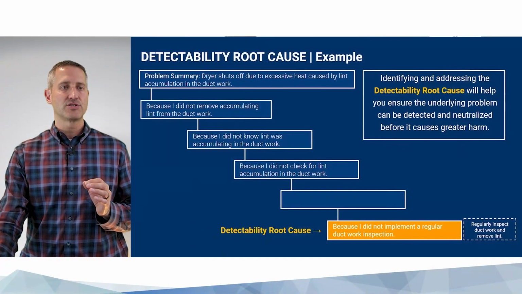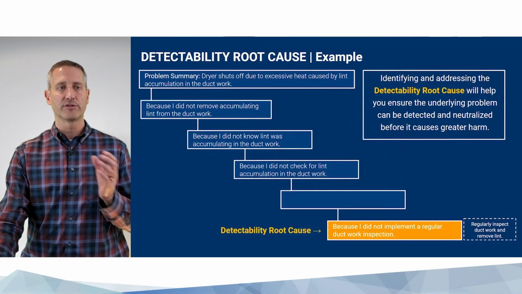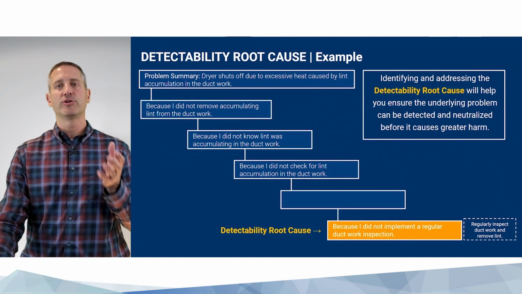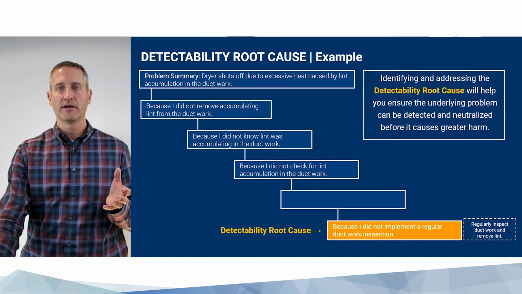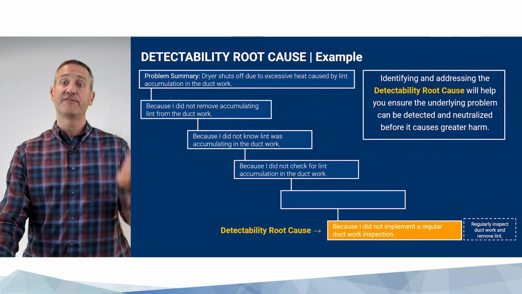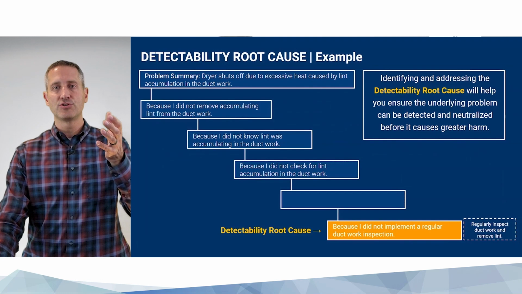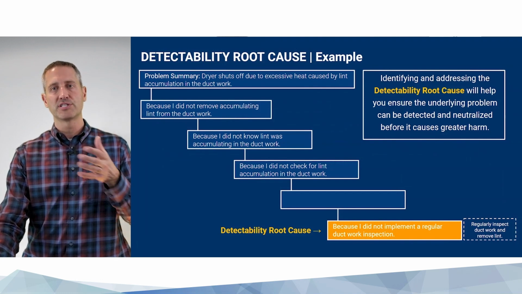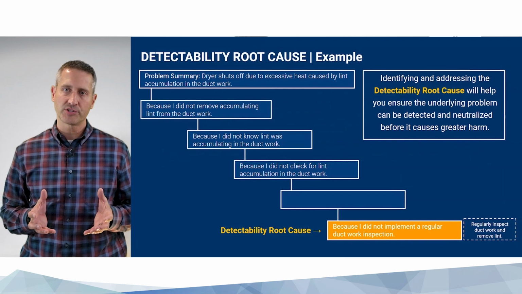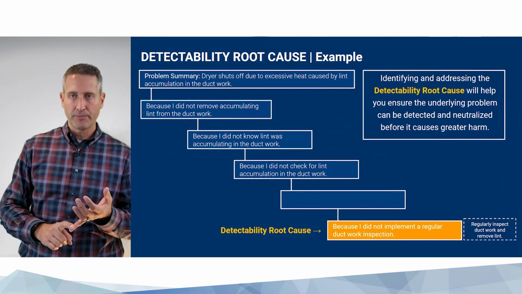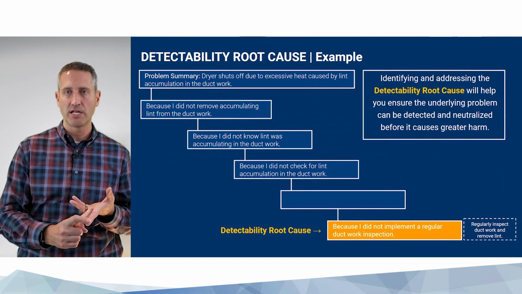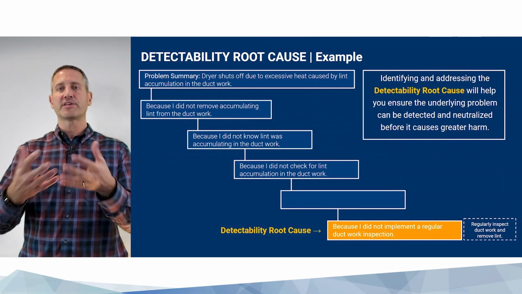Because I don't check for lint accumulation. That's just not part of my regular weekend activity. Is before I use my dryer, I check for lint accumulation. And so that is the core root cause there. I have no regular inspection process. And if I want to address this issue and detect this problem in the future, then I need to create this additional inspection. And this is what makes systemic root causing so powerful, is we look at management practices, policies, procedures, training that will allow us to address these issues in the future.